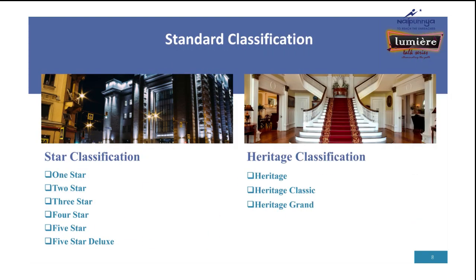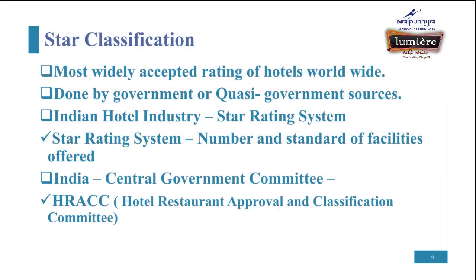Standard classification is a classification that is normally done and followed by the government agencies in a country. Star classification is one of the standard classifications which is accepted worldwide. In India, we have three standard classifications, that is star classification, heritage classification and legacy vintage classification. Star classification is the most widely accepted rating of hotels worldwide. It is done by government or quasi-government sources. In developed countries, there are some approved agencies doing star classification.